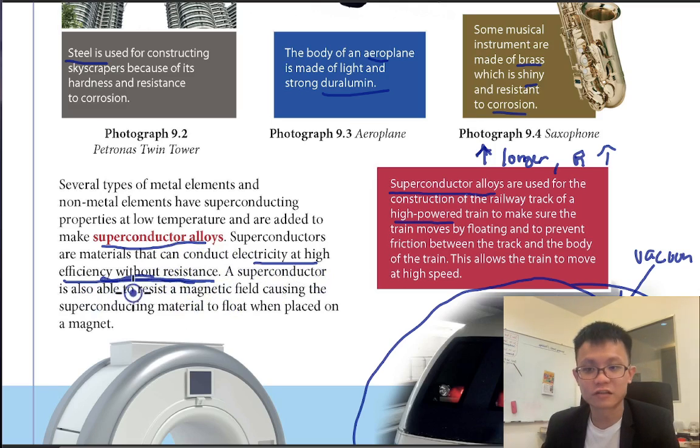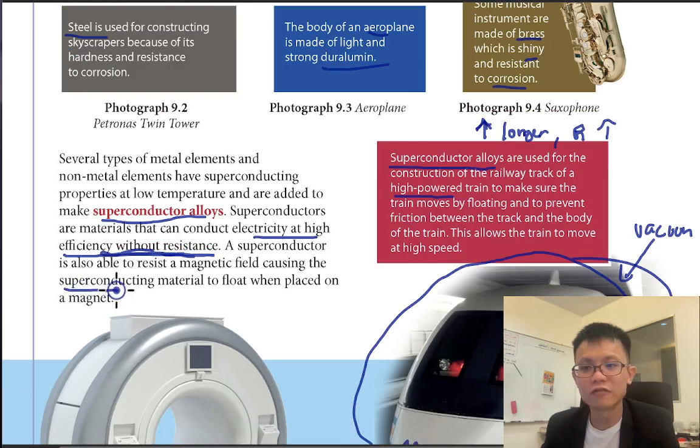A superconductor is also able to resist magnetic field, causing the superconducting material to float when it's placed on the magnet. Yeah, so there are two definitions. That's why I was sometimes confused just now. Superconductor has two functions. One is to transmit at high speed, and another one is to cause it to float like a magnet.